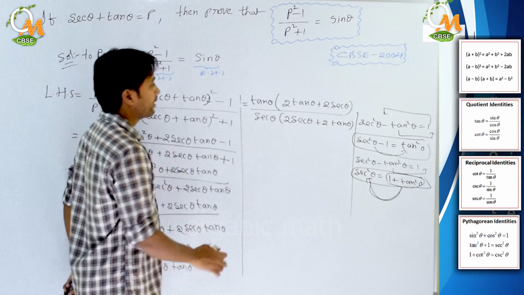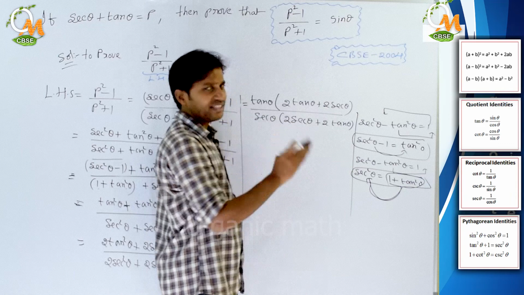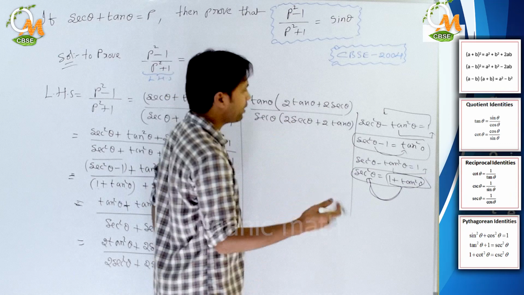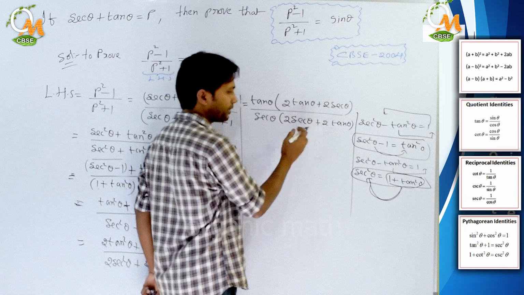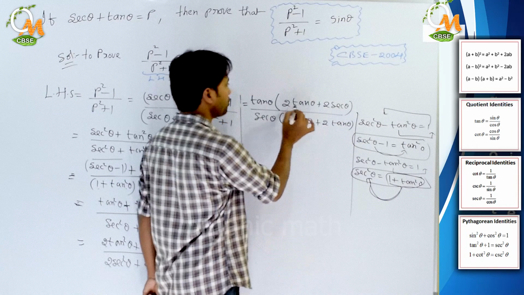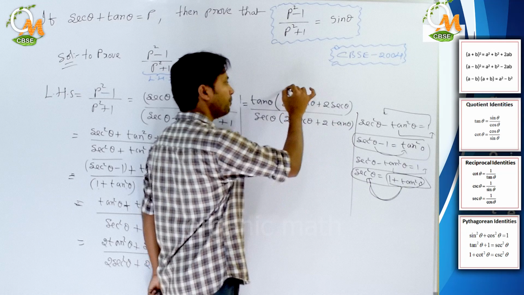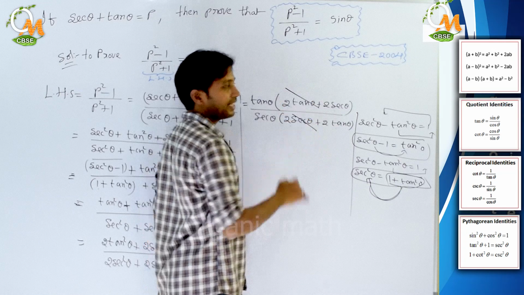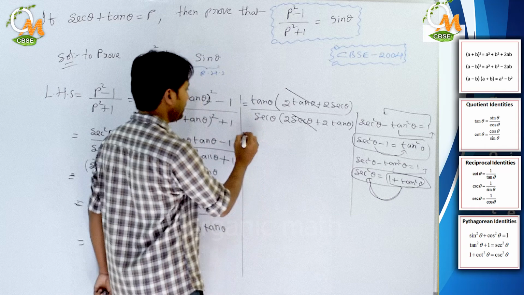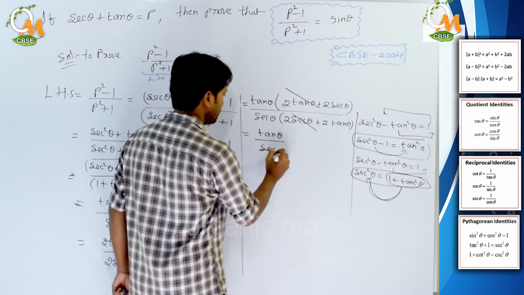Anyways we can take common 2 also, but that will be cancelled. We don't need to take common there. Here 2, here 2. If you take it, it's good; if you don't take it, also it's good. Anyways, this is 2 tan theta plus 2 secant theta, and this is 2 tan theta plus 2 secant theta. Both numerator and denominator parts get cancelled. So what is left over here? Tan theta upon secant theta.